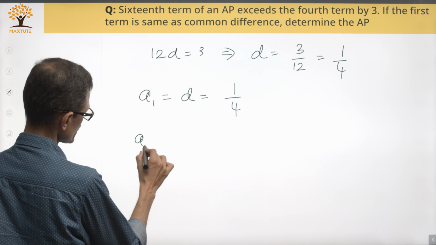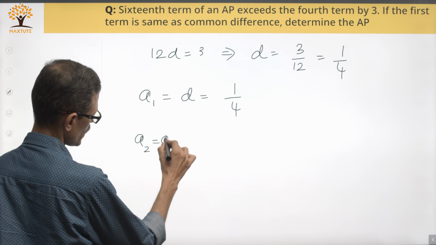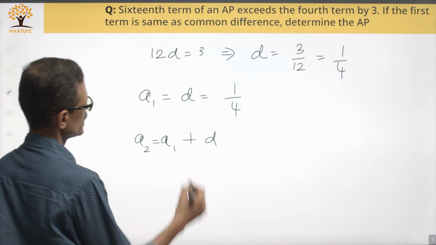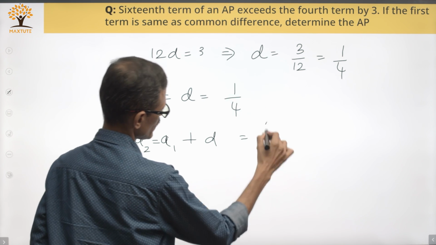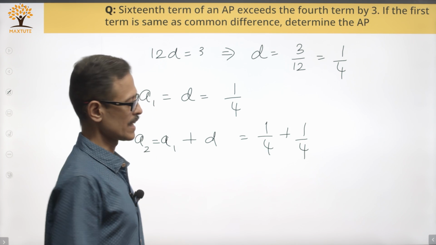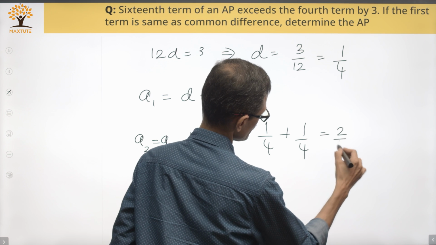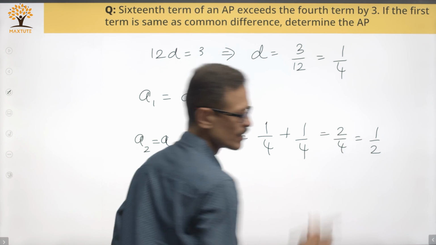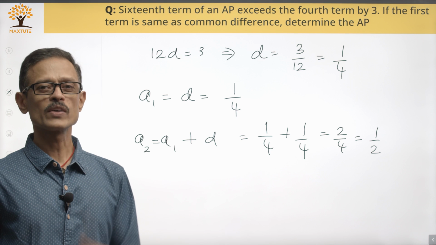The second term is equal to the first term A1 plus the common difference. A1 we know is 1 by 4. Common difference is the same, 1 by 4. So 1 by 4 plus 1 by 4 is the answer, which is equal to 2 by 4, which is equal to 1 by 2. So the second term of this AP is 1 by 2. Let's find out one more term.